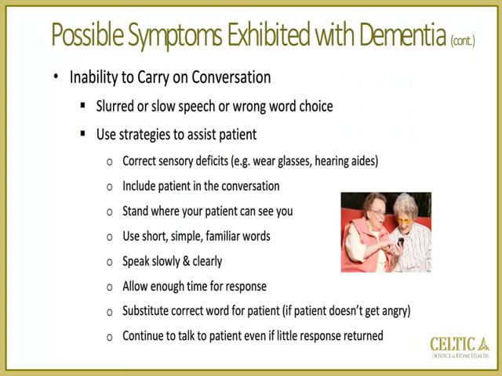Another symptom of dementia could be an inability to carry on a conversation. The patient may have slurred or slow speech or wrong word choice. And you want to use these strategies to assist the patient. Correct sensory deficits, so have them wear glasses and their hearing aids so they can hear and see you. Include the patient in the conversation. Just because you think they may not understand or may not hear does not mean that they can't be included.